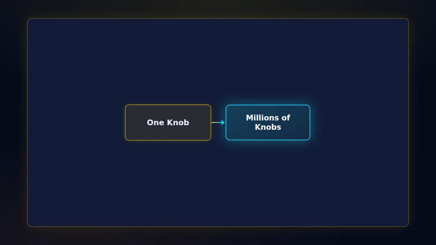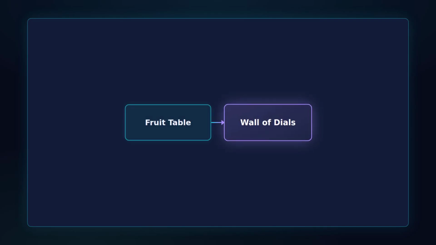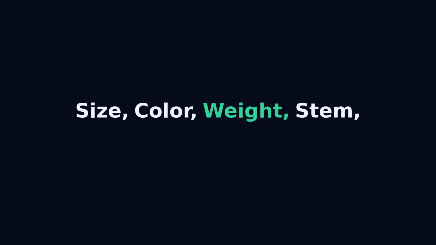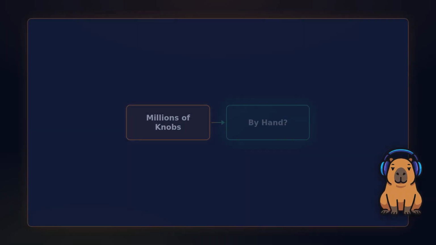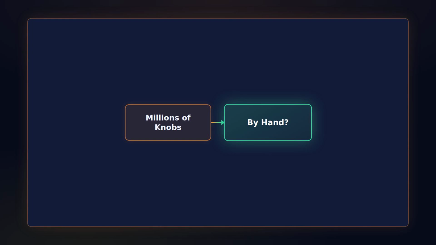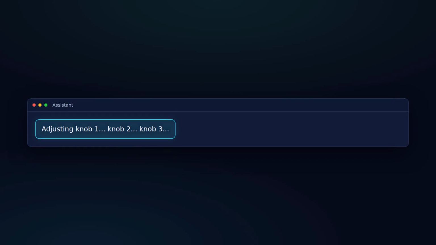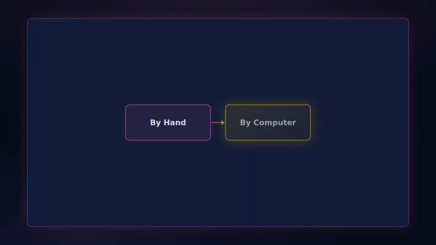Real machine learning rarely uses one knob, though. It might use millions. Picture your fruit table stretched wall to wall, covered in tiny dials. Size, color, weight, stem length, firmness, each one a knob to tune. Doesn't turning millions of knobs by hand sound impossible? It is. So the computer turns them all, thousands of times per second, automatically. Same loop you ran by hand, just faster and wider.